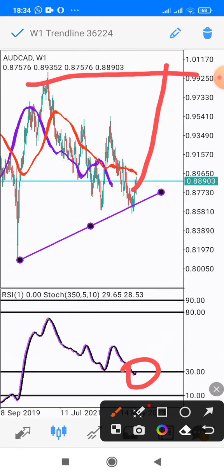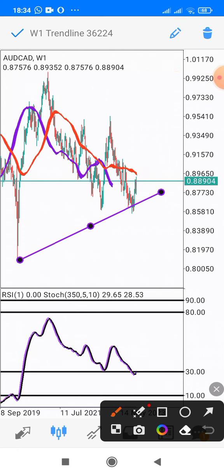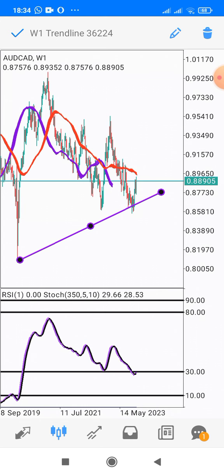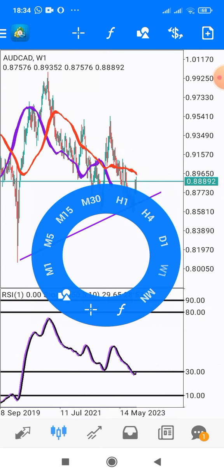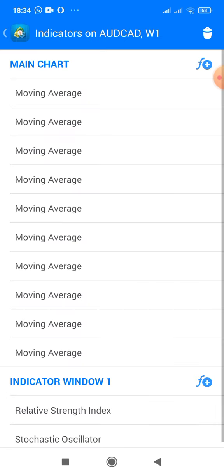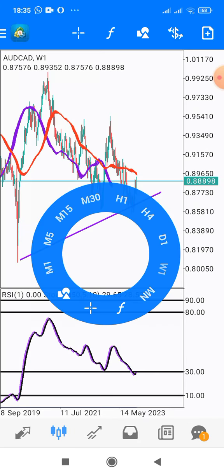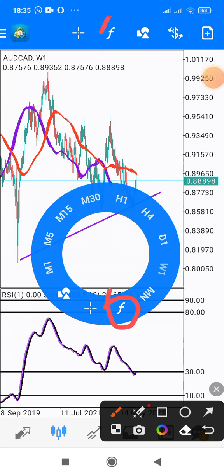Let us go back to the normal business of the indicator. That one was just a secret on how I'm doing my trades. So let me show you the indicators. Sorry. Let us go back. So if you want to go to indicator section, you press this F sign.